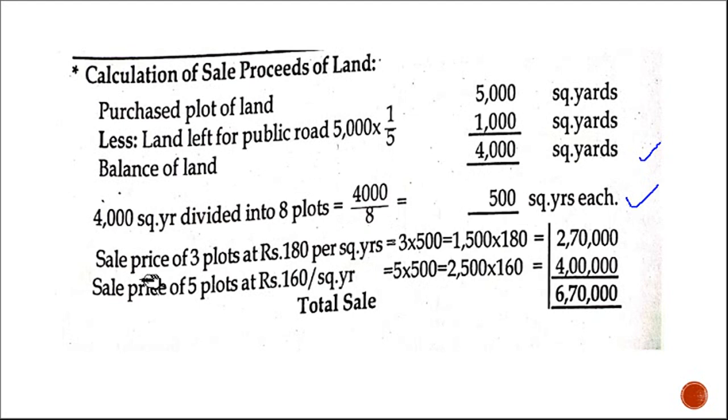So same thing. Sale proceeds of 3 plots at 180 per square yard. So 3 into 500 square yards, so 1,500, into 180, rupees 2,70,000. So the remaining 5 plots at 160 per square yard. So 5 plots, total square yards 500 each, right? 2,500 into 160, 4 lakh. So total sale price is 6,70,000.